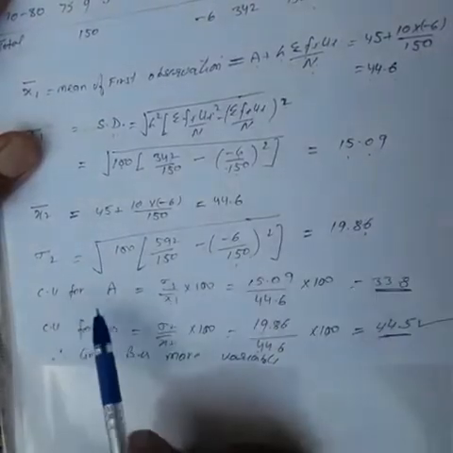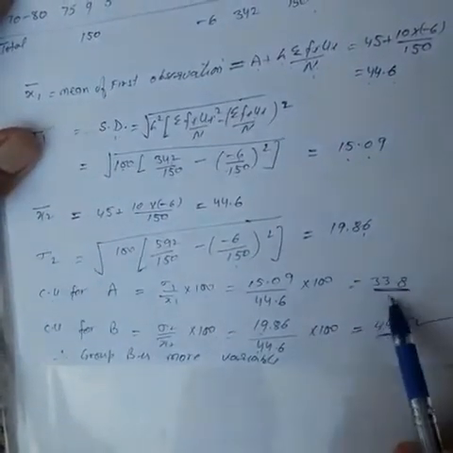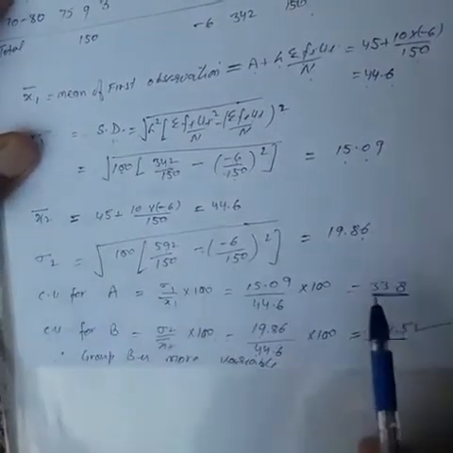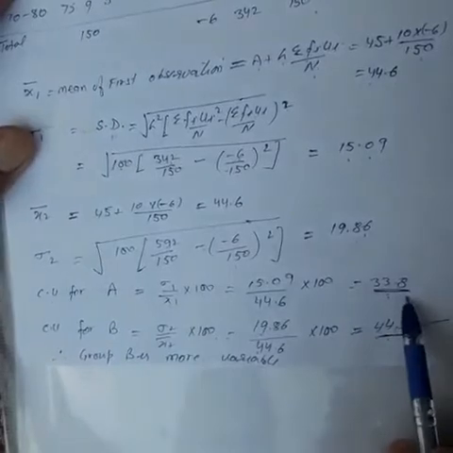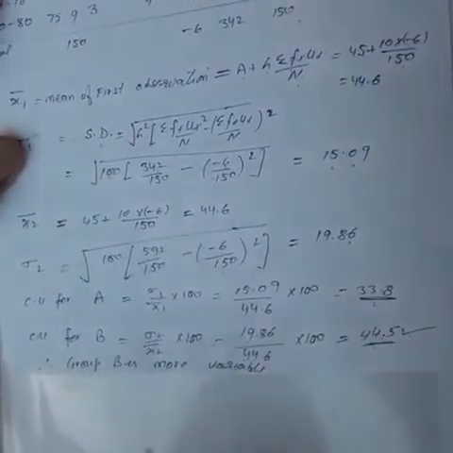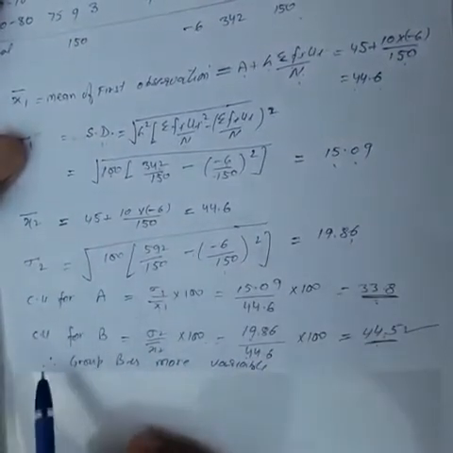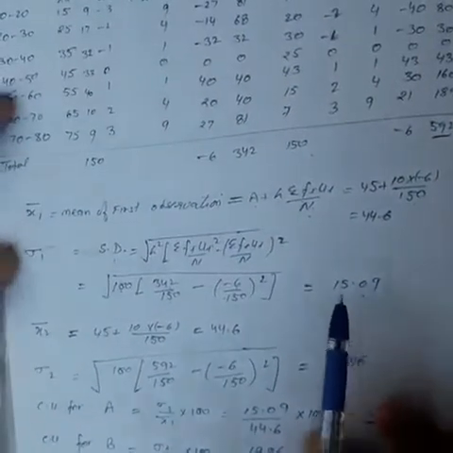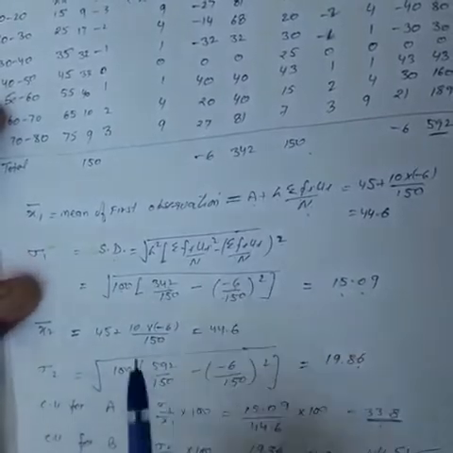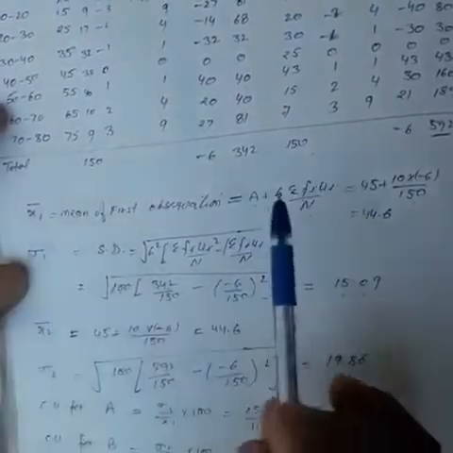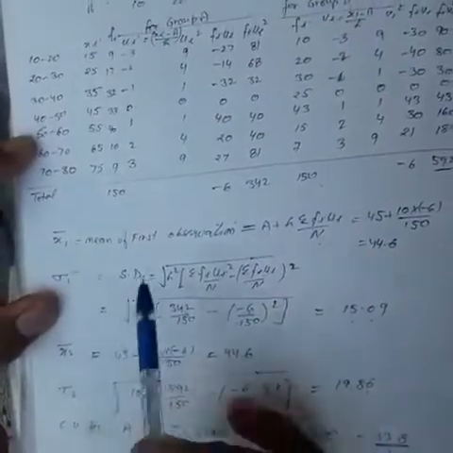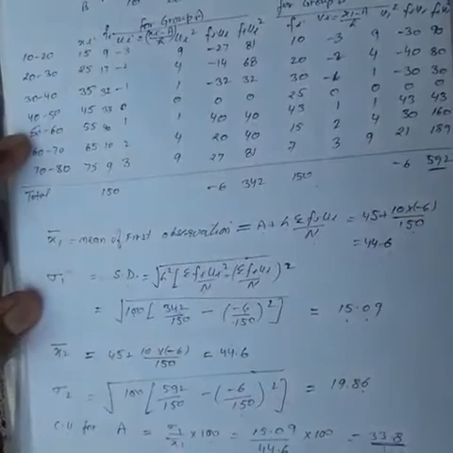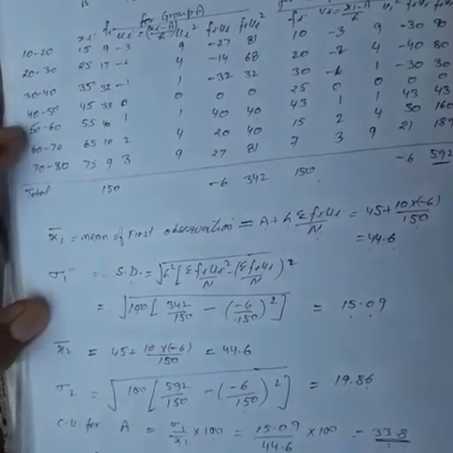Similarly, since the coefficient of variance of A is less than that of B, observation A is more consistent. Because the question asks which one is more variable, it is clear that group B is more variable. I hope it is clear to all of you. So try the questions of this exercise 15.3 and find out. The second question is based on the same idea: which is more variable or which one is more consistent. That's all for today. Thank you.